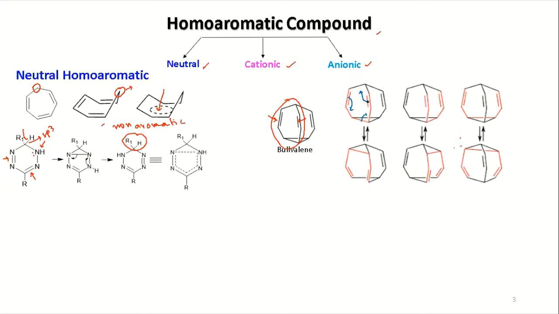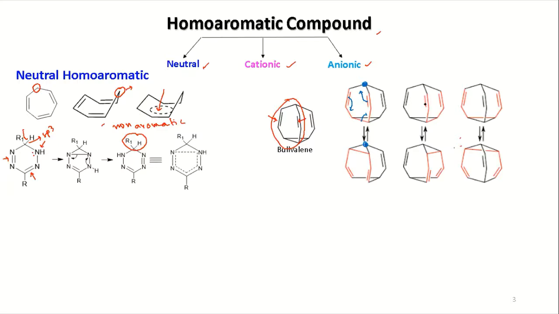So here 2, 2, 2, so 4 pi electrons and 2 sigma electrons are participating, right? And the cyclic rotation of your pi cloud is happening here. It is maintaining, just overlooking this sp3 center. This sp3 center is being overlooked and the delocalization is maintained by 4n plus 2 pi electrons. So this is the example of a homoaromatic compound.